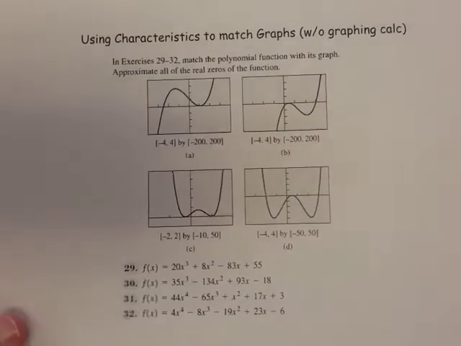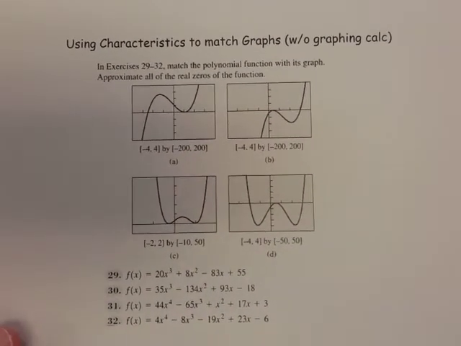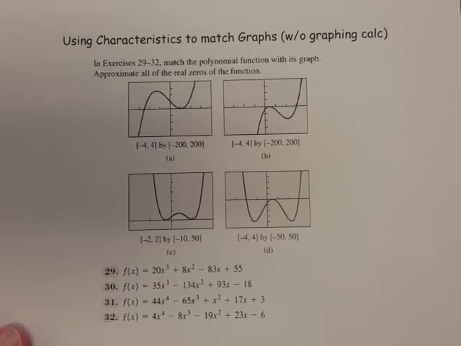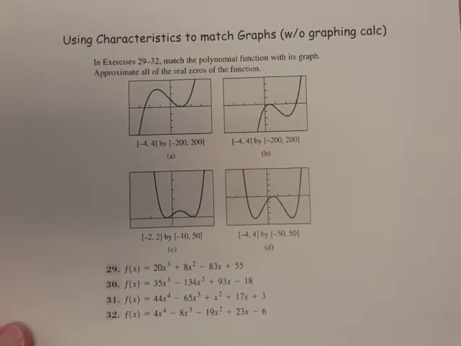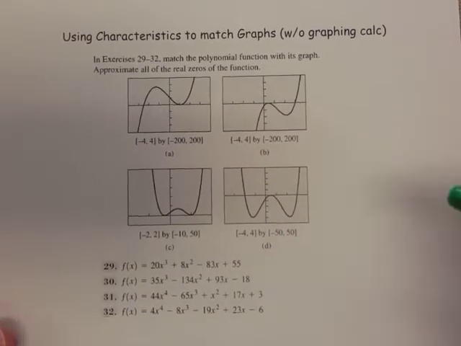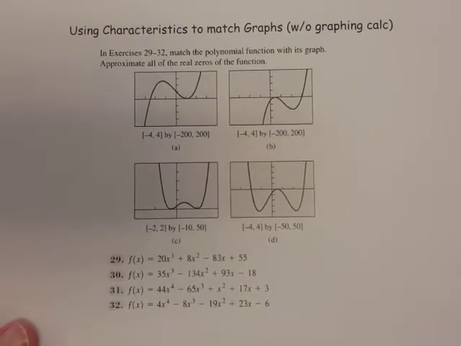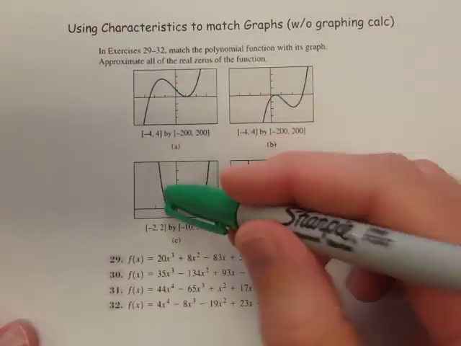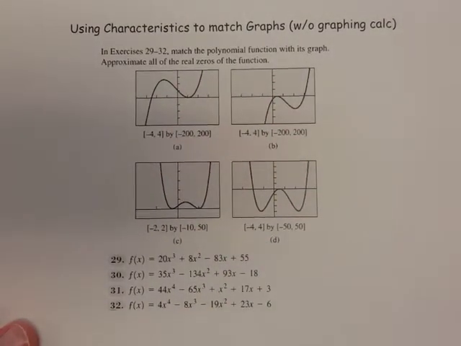This is our last example for 2.3 day 1, and it's just a little bit of an idea, to give you an idea of how to use end behavior to do a bit of matching with graphs and equations. And so we've got 4 graphs here, 4 equations. We're going to match them up.